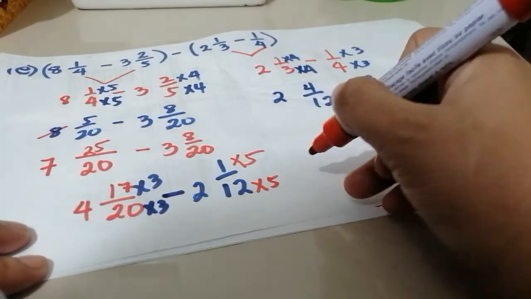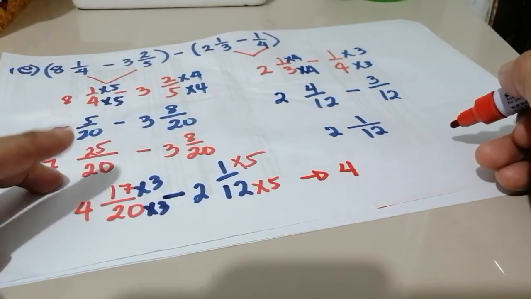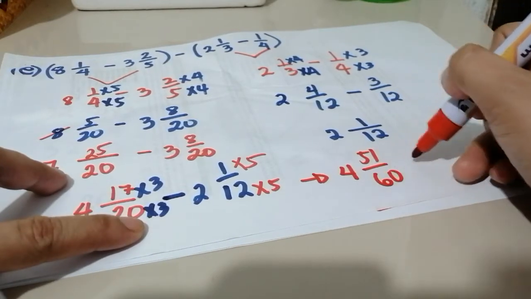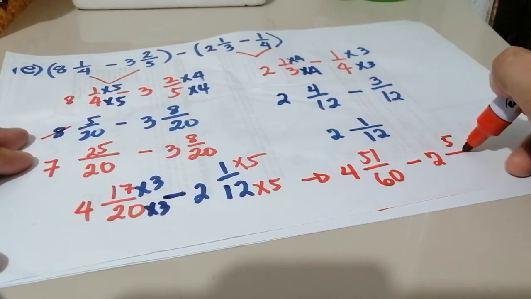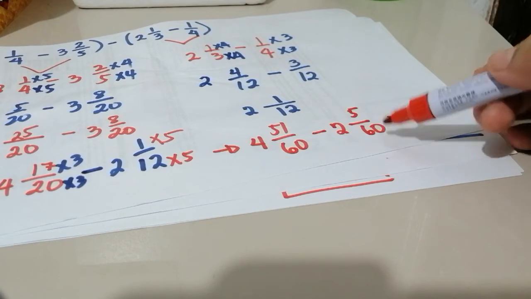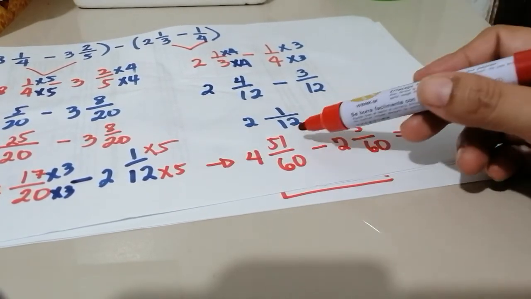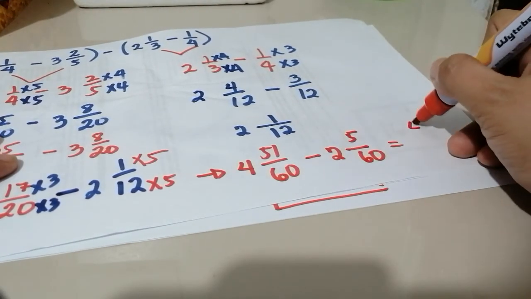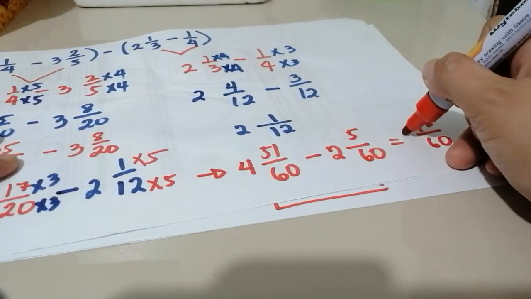Okay? So, the final fraction here will be 17 times 3 is 51 over 20 times 3 is 60 minus 2, 1 times 5 is 5 over 60. Okay, so pareho na po sila ng denominator. Now that pareho na sila ng denominator, pwede na natin masubtract yung fractions. So 51 minus 5 is equal to 46 over 60. Then 4 minus 2 is 2.